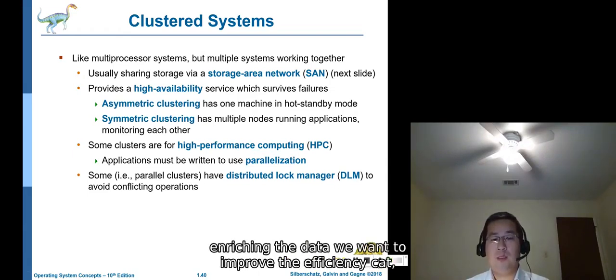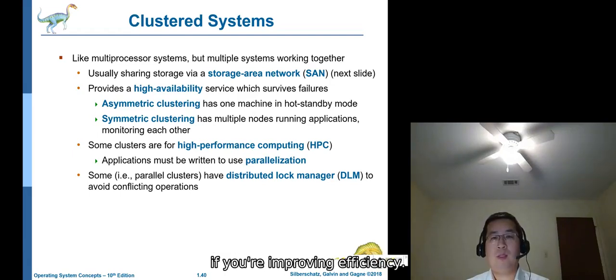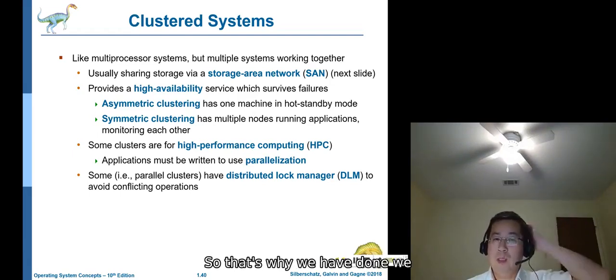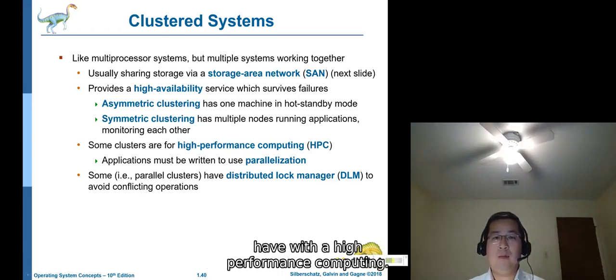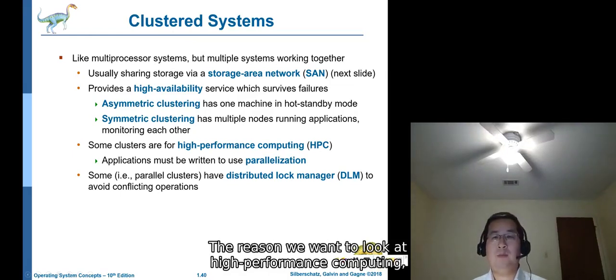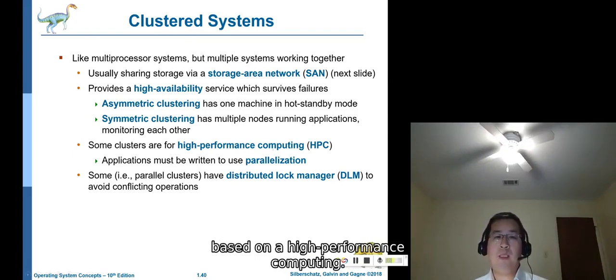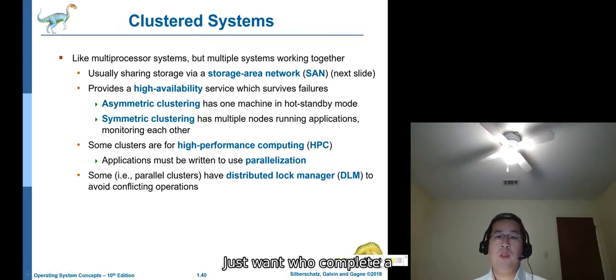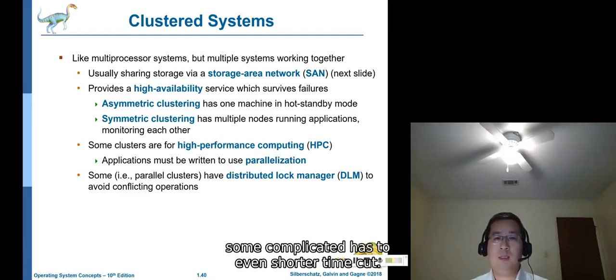The main reason is that we want to improve efficiency, right? So that's why we have high performance computing. We combine multiple computer systems together to get a cluster system. Basically, high performance computing just wants to complete some complicated tasks in a short time, right? So for this type of thing, we are using parallelization.